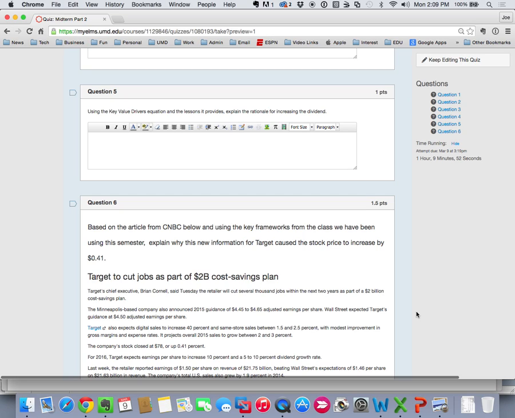So in this case, the reason to increase the dividend is I don't think that I have good growth opportunities. I have growth at a negative spread. I'm better off paying a dividend.